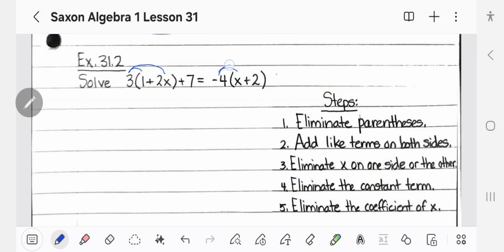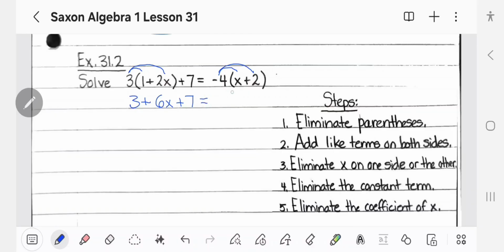So I'm going to do the distributing like I did in the last example, and we're going to distribute for both. When I multiply by 3, 3 times the 1 is 3, plus 3 times a positive 2x is 6x. Then I bring down my plus 7. The 7 is not multiplied by the 3 because it's not inside the parentheses.